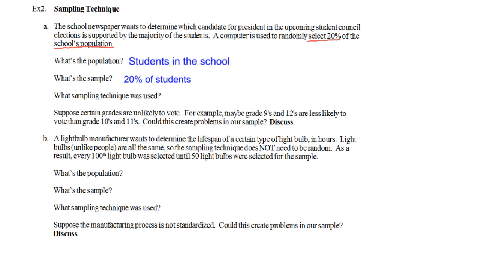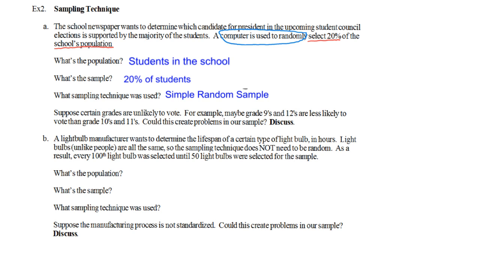Now, when we're looking at the type of sampling technique that was being used, you'll notice that the computer randomly sampled people. That gives you a hint. We're going to call this a simple random sample, because the computer is using some form of randomness to get 20% of the school. We don't know what it is, but we immediately say that it is a simple random sample.